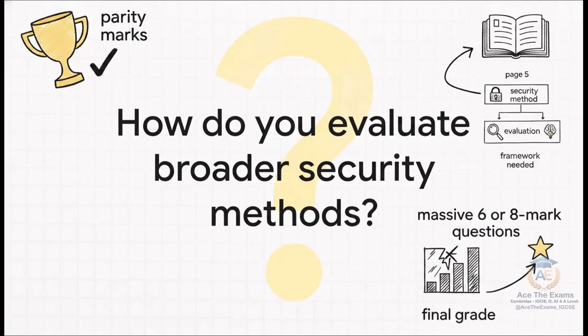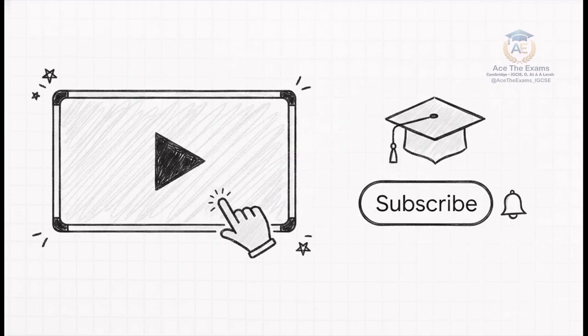So, you've secured your parity marks. That is a massive win. But what happens when you turn to page 5 of the exam and the paper demands a full evaluation of a broader security method? Knowing parity is great, but leaving right now means missing the exact framework needed for those massive 6 or 8 mark evaluation questions. You need to know how to structure a complex evaluation, or you're inevitably going to hit a glass ceiling on your final grade. Your mock survival plan continues next.